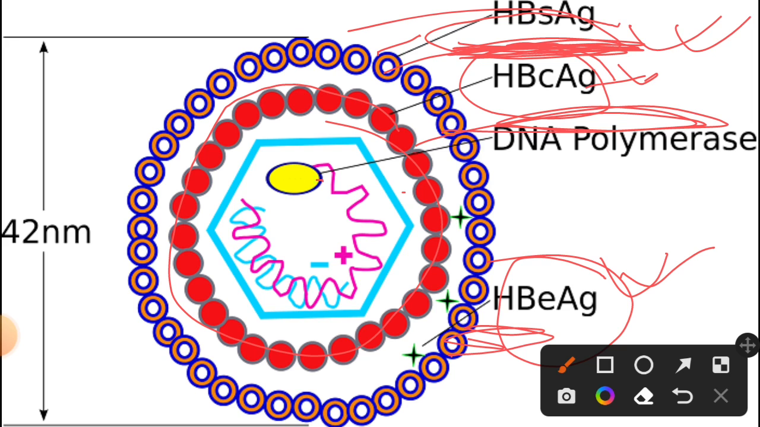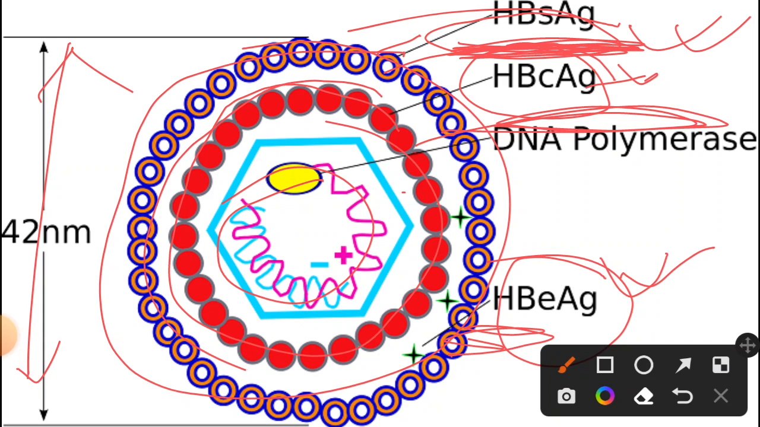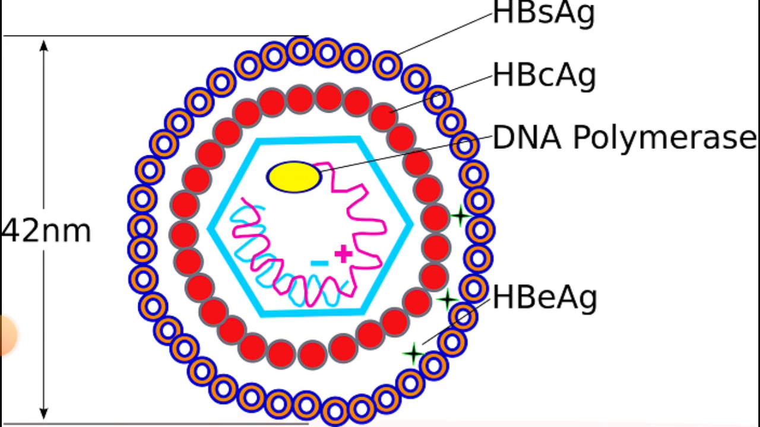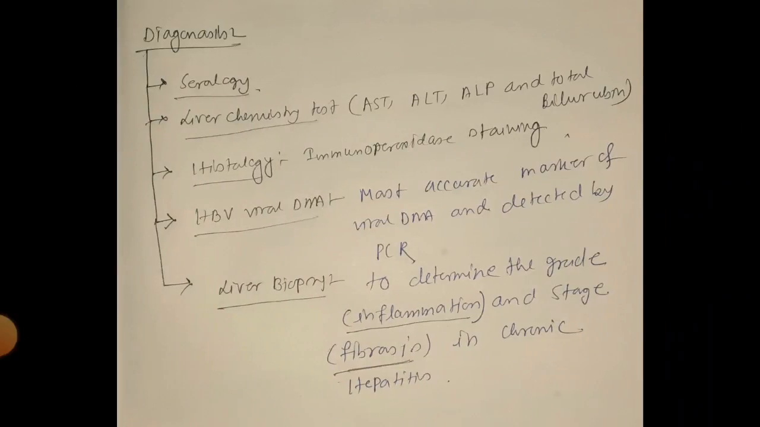The partially double stranded DNA genome virus is 42 nanometers in diameter, and again it is a double shelled structure. On the surface of the hepatitis B virus there will be HBsAg and also HBeAg, and on the core there will be HBcAg. So 3 antigens are present on hepatitis B. That is why we can easily make a vaccine against hepatitis B virus, because they simply provide us the way.